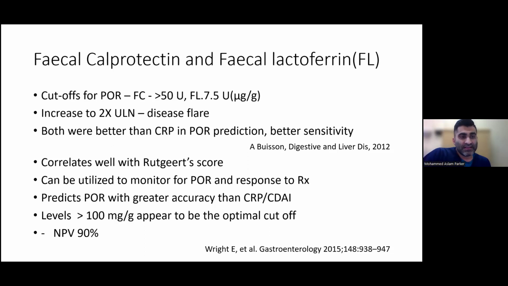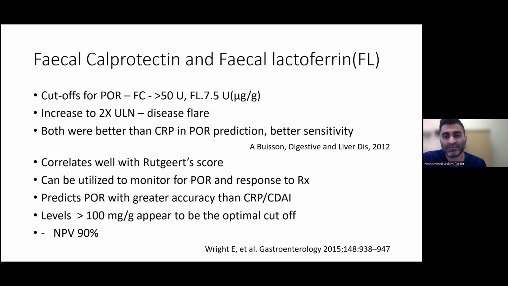Then in the other study, it correlated well with Rutgeerts score and can be utilized to monitor for post-op recurrence and response to treatment. And then it predicts post-op recurrence with greater accuracy than the CRP or the CDAI. In this study, the optimal cutoff level was 100, and it had a negative predictive value of 90%.